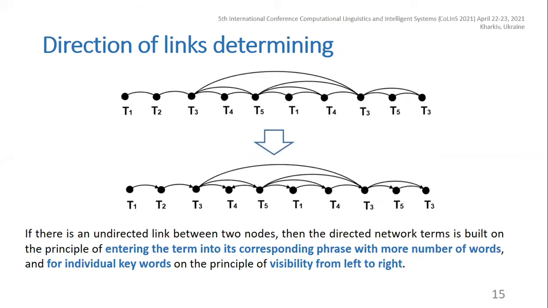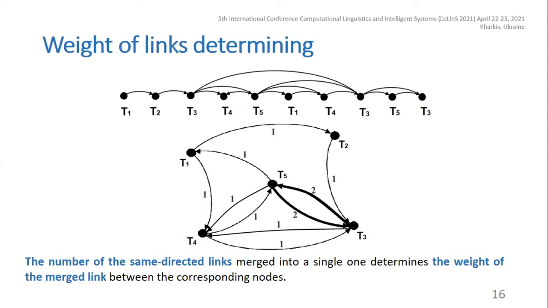The next step is to determine the direction of links in the undirected network of terms obtained above. If there is an undirected link between the nodes, then the directed network of terms is built on the principle of entering the terms into the corresponding phrase with more words, and for individual keywords, on the principle of visibility from left to right. To determine the weight of links, it is proposed to combine, or in other words merge, the nodes that correspond to the same terms in the previously built directed network into a single one. The number of identical directed links between the same nodes determines the weight of this link.